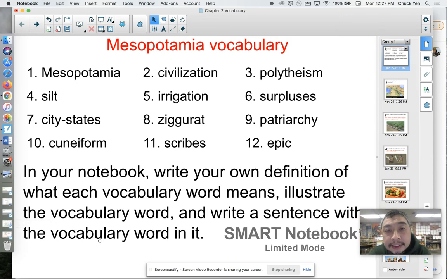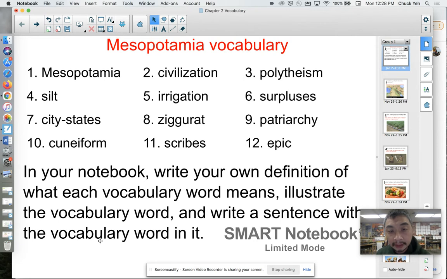All right, today is December 14th. Before we start with the assessment practice, I just want to let you know about this Mesopotamia vocabulary. It's what we've been reading last week and what we're going to be reading later this week. So this is for you to have a head start if you want to.